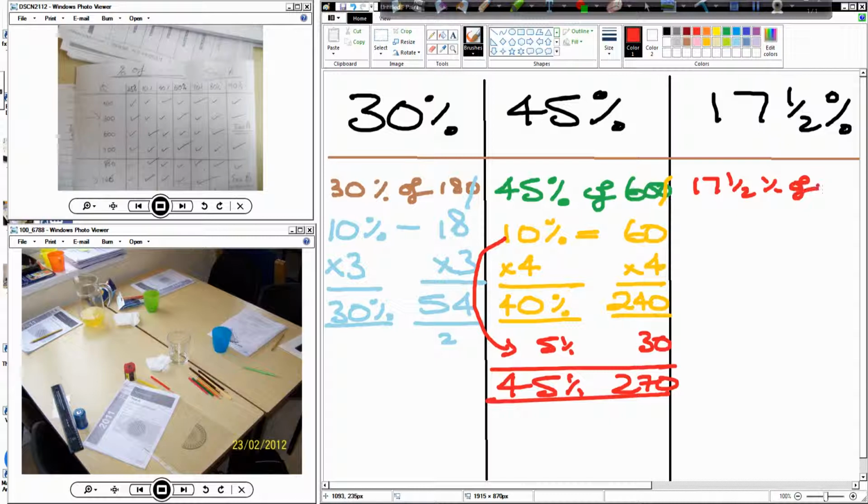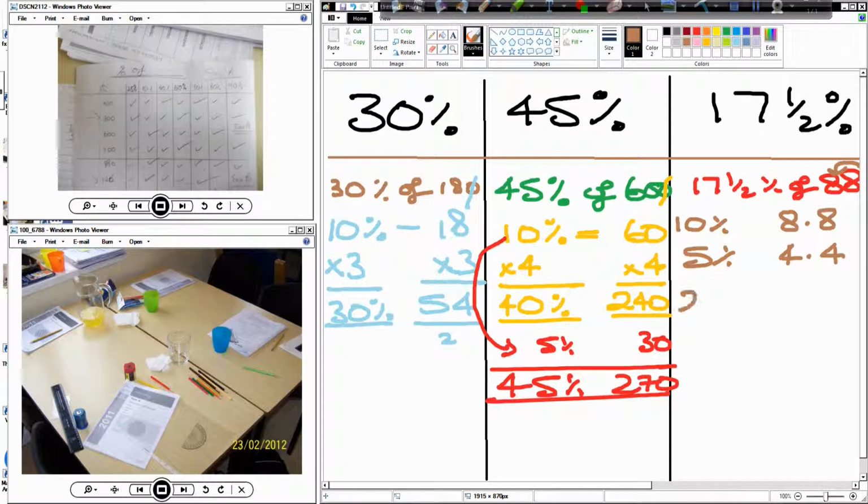17.5% of 88. What do we do first? First of all, we work out 10%. What's 10% of 88? 8.8, divided by 10. Then we work out 5%, which is half of 10%. Half 8.8 is 4.4.